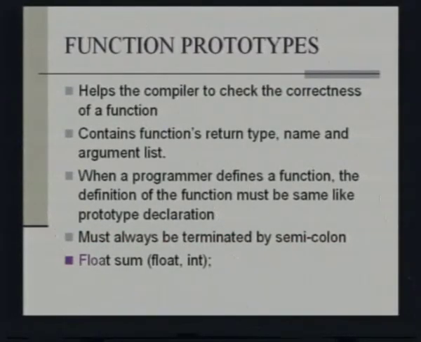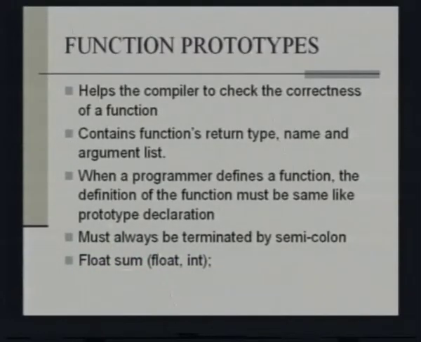Here's an example. Float is a return type. Sum is the name of the function. You have the argument list of a float and an int, and you have the semicolon. Here if you see, the argument names are not given. It is not given as float a or int b. That is not required. It is only a model.